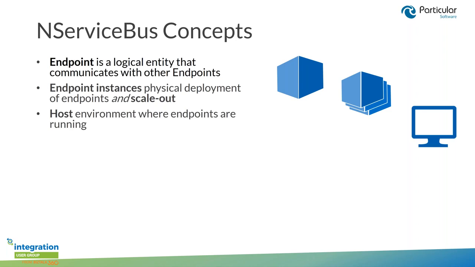Endpoint instances are actually physical deployments of the endpoints and are used for scale-out. So for example, if I have a customer relations endpoint that is responsible for all the logic executed in that subdomain, I could have a single running instance or I could have multiple instances. And that's how Service Bus scales out.